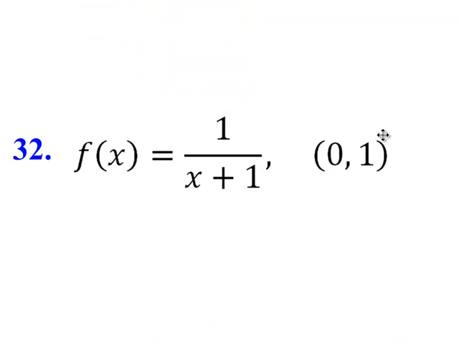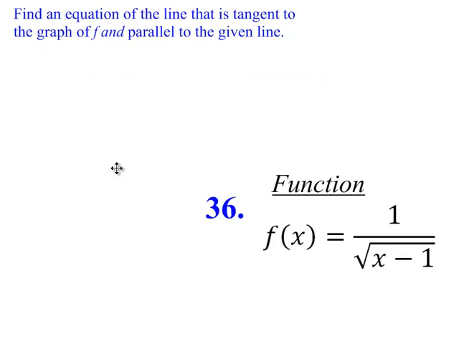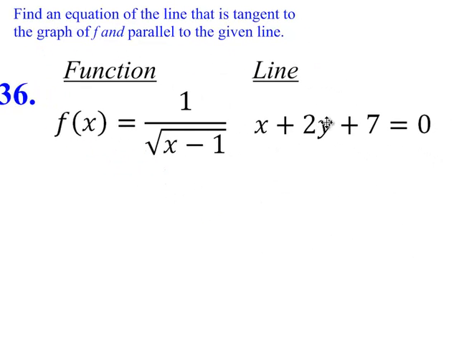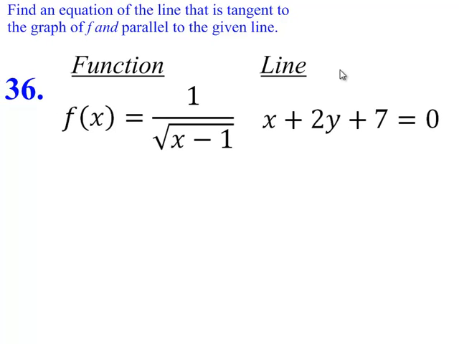Let's get that out of the way and bring this up here. Find an equation of the line that is tangent to the graph of f and parallel to the given line. This one is not terribly hard, but it's just one where if you don't have a good mental image of what you're trying to do, you run out of luck. So I'm going to go ahead and admit it's kind of hard to figure out what that looks like graphically.